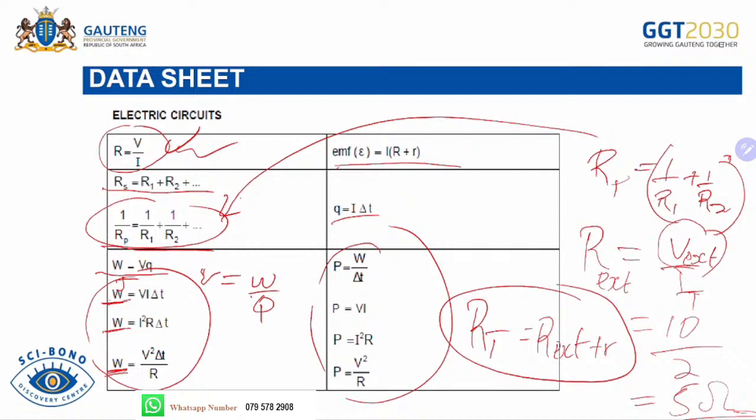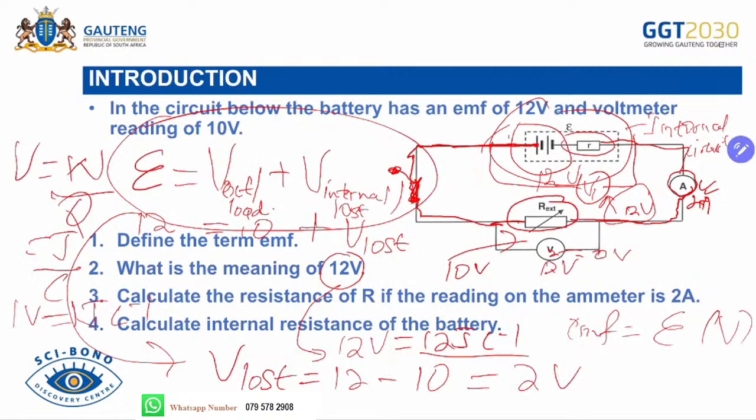So your R total, please be careful. Your R total is no longer only the resistors connected in parallel or in series in the external circuit, but we also include the internal resistance. This is how we are going to calculate your R total. Very, very important, learners. Please be careful of that. All right. So then we calculated our R and we got 5 ohms. Then they want us to calculate the internal resistance. So how can we calculate the internal resistance?